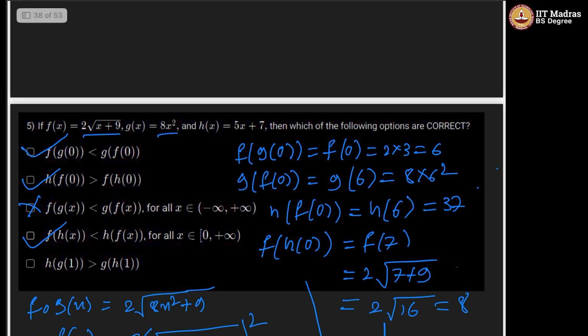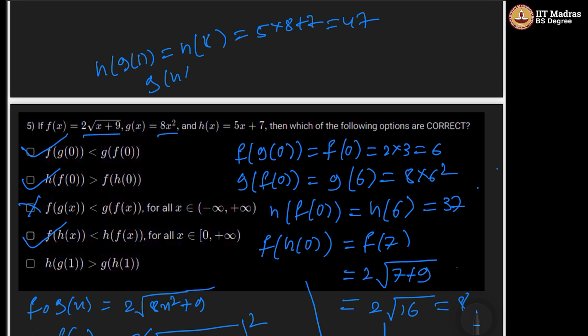And what is h of g of 1? Let us calculate h of g of 1. So h of g of 1 is equal to h of 8, that means 5 into 8 plus 7, that means 47. And g of h of 1 is g of 5 plus 7, that means 12, right? So it will be 8 into 12 square. So clearly this term is greater than this term. So this option is incorrect, right?